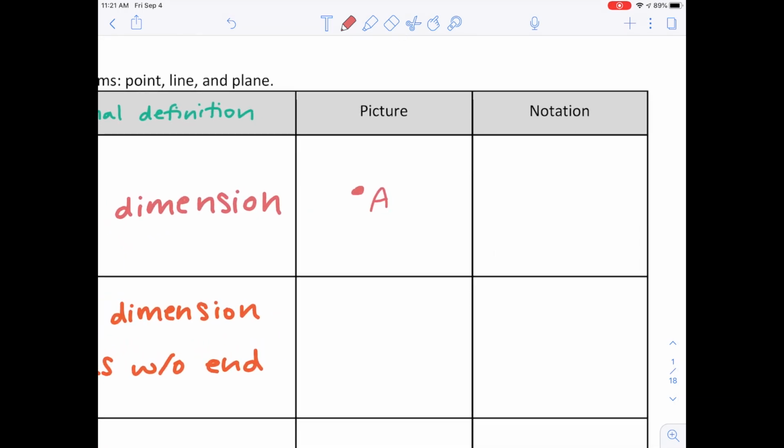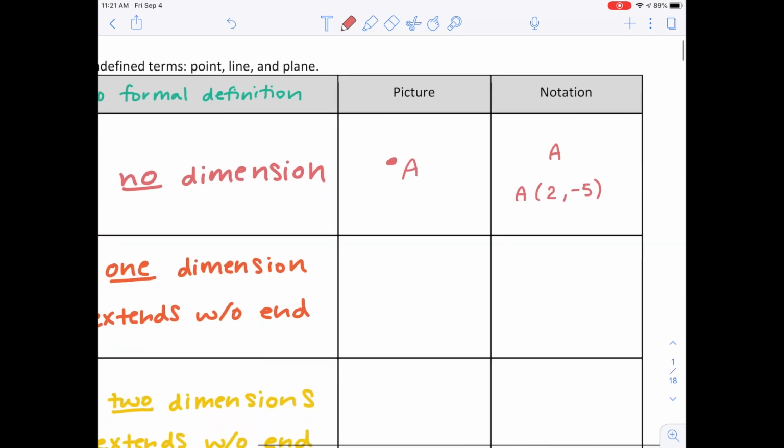And notation for points is pretty simple. If you're referring to a point, you can either use the capital letter that you used to name it, so point A, or you can also say I have point A, and then you can give a location as an ordered pair. So an example, you could say A is at (2, -5), and then you could put that on a coordinate.